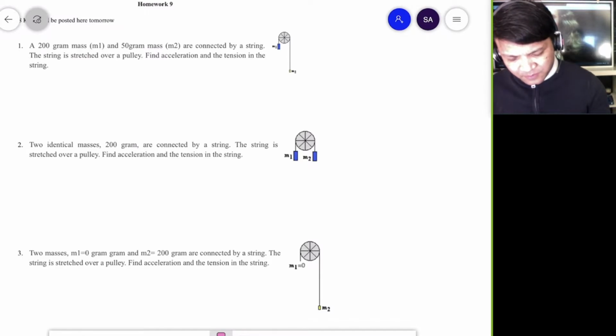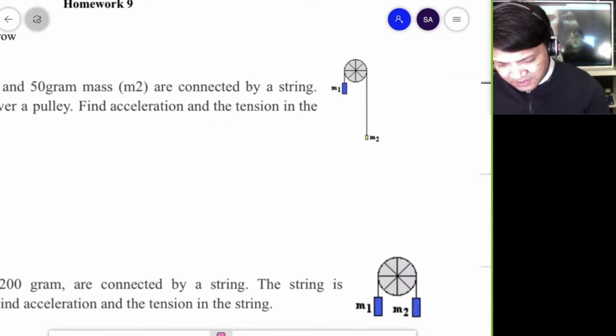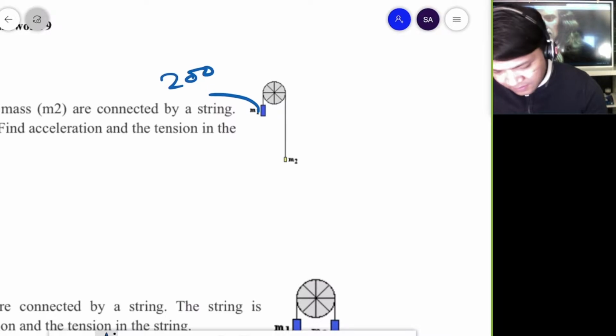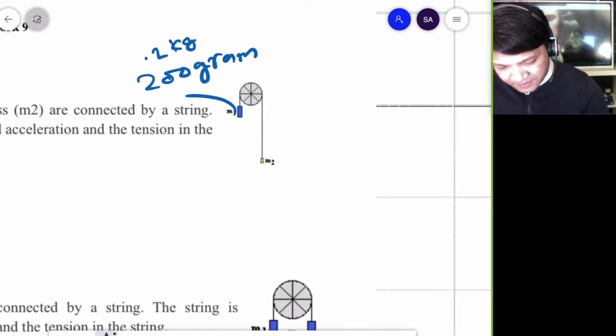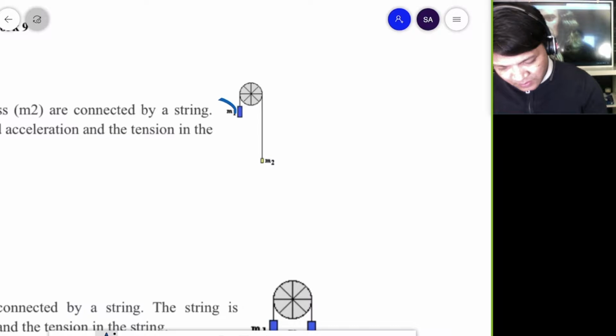Let's get started. The first problem: I have two masses hanging, mass number 1 and mass number 2. Mass number 2 is 50 grams and mass number 1 is 200 grams. So 200 grams must be 0.2 kilogram, and 50 grams must be 0.05 kilogram. Just to make sure, this is 0.2 kilogram.